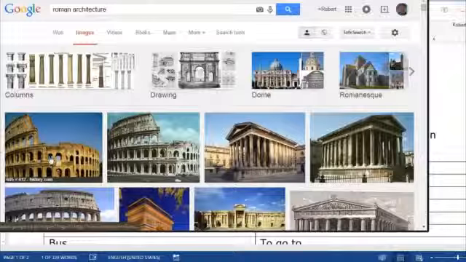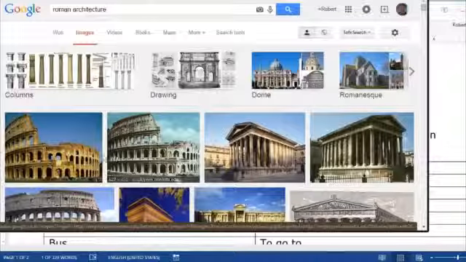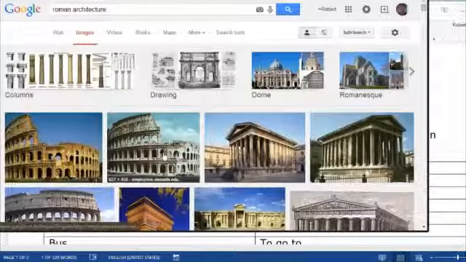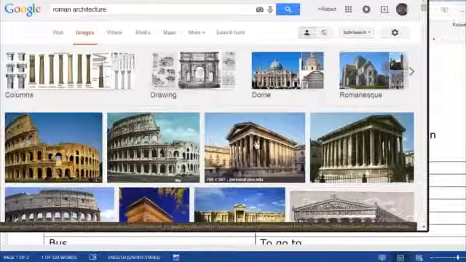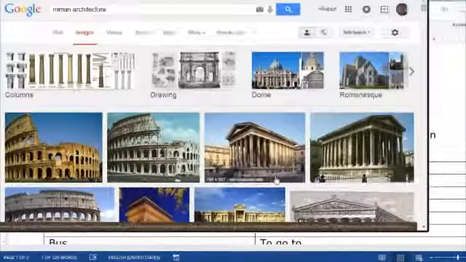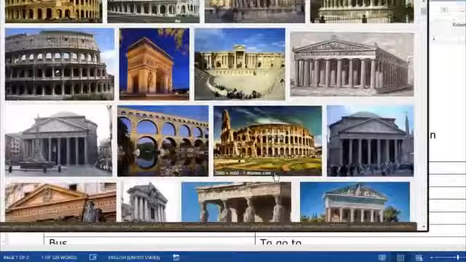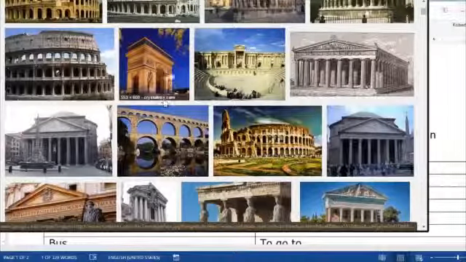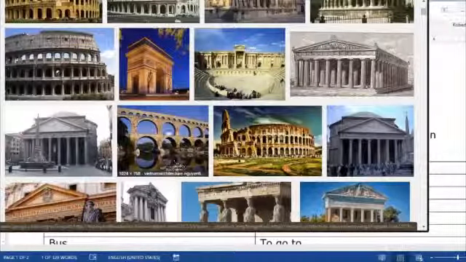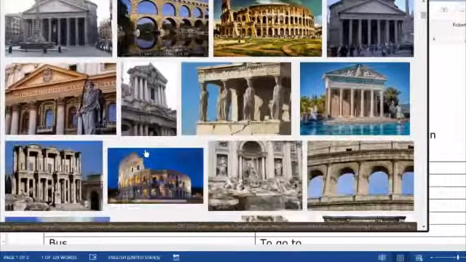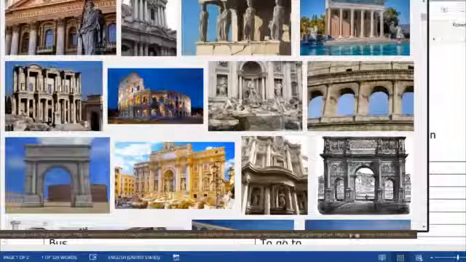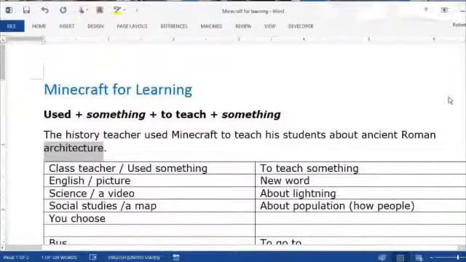Here, this is the famous Colosseum, and you'll notice that a lot of the Roman architecture has these columns. And then these we call arches, and that is also very common in Roman architecture. Okay, so let's go back to our sentence structure.